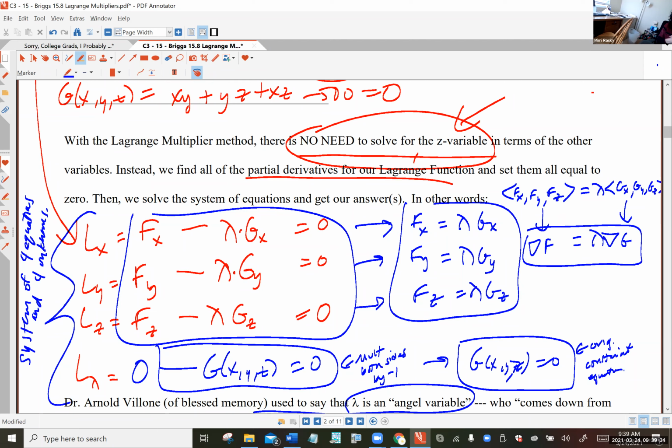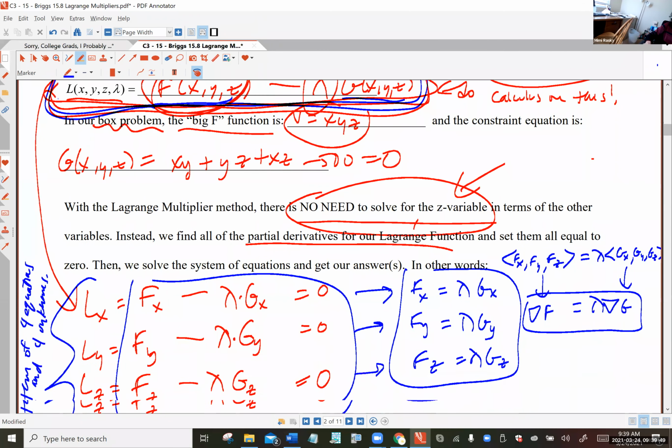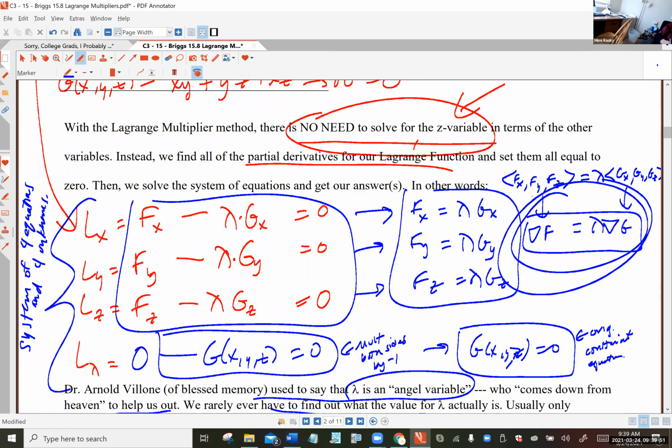And I'll tell you right now, I will not be inclined to give you full credit if you just use the way the book does it. I want to see, when you do my problems, your big mother of a function, big L, the Lagrange function. The book doesn't do it like this. They immediately have you do this, which is the same as this.